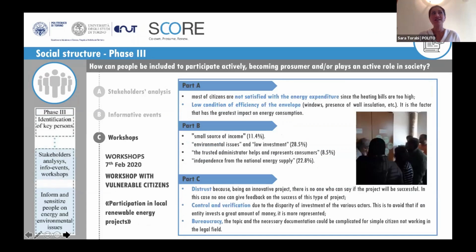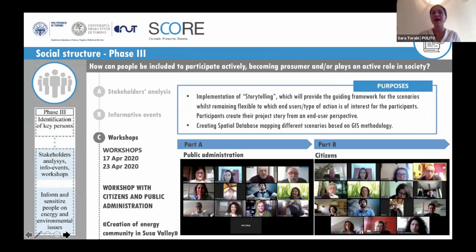Because the main target of the project was vulnerable people, we started to identify the vulnerable people, meaning low-income people, the unemployed, and single moms. We got them involved in the first info events, and we asked them what their desire is in order to have this CSOP model in their municipalities and their cities. Then we organized different workshops with citizens and also with mayors, public administrations, and private entities, in order to co-create the future scenarios together with them.